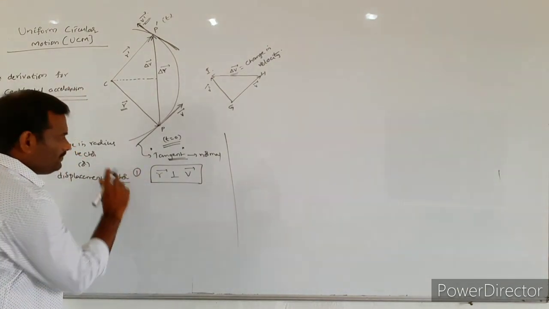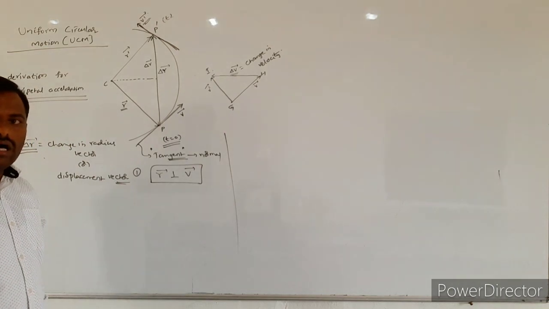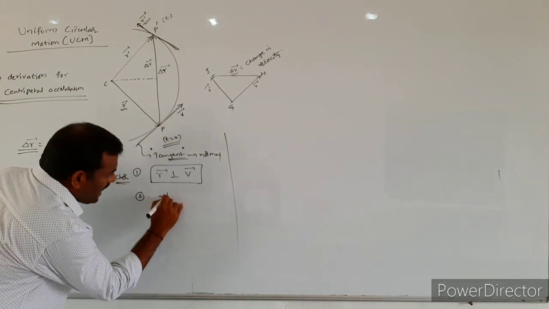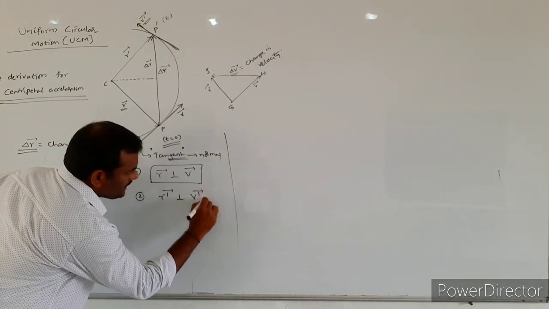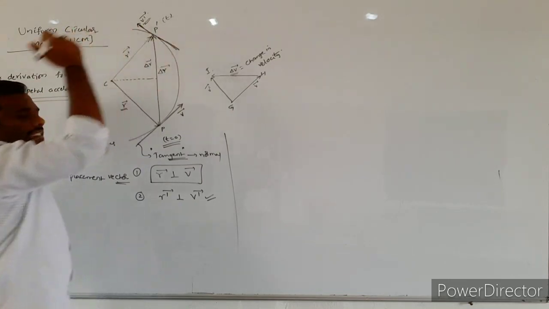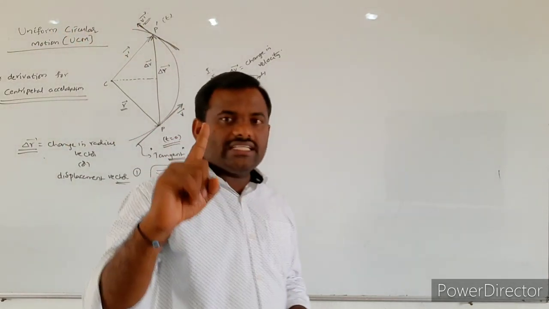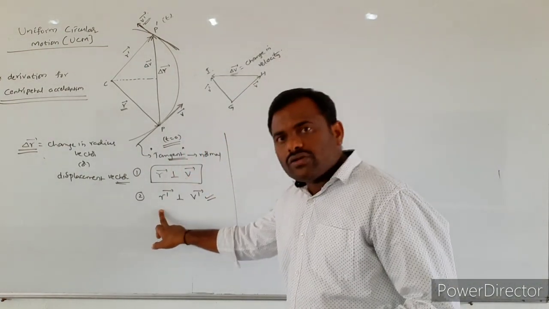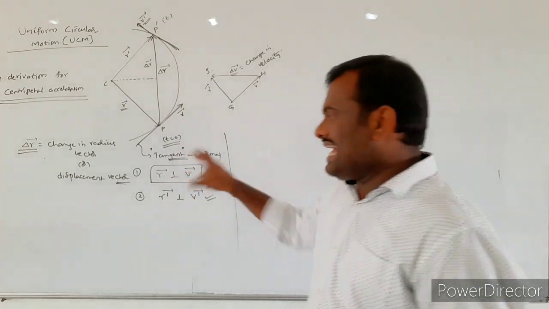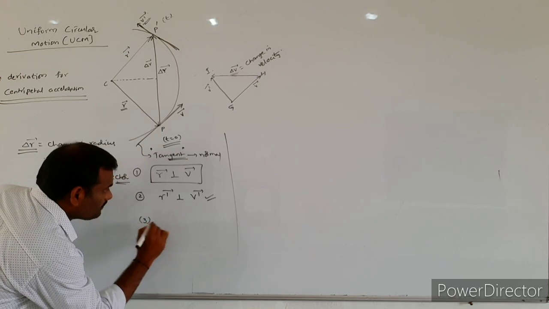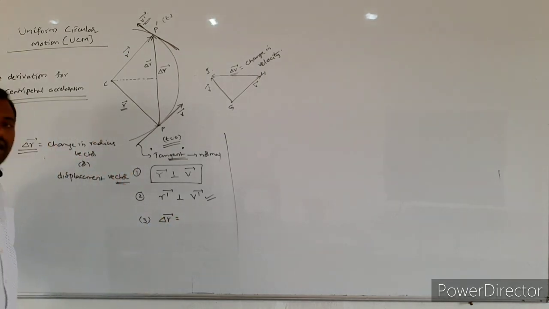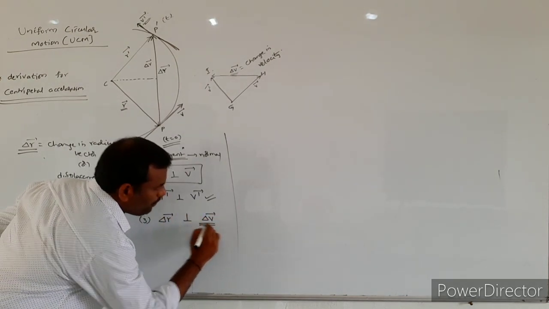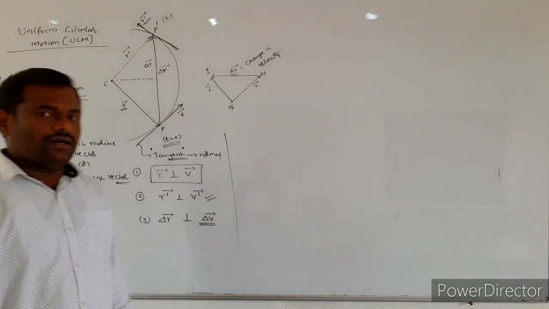Coming to this point once again. V bar is perpendicular to R bar. Is it right? Similarly, R dash bar is perpendicular to V dash bar. It is also nothing but tangent. So first, displacement vector R bar is perpendicular to V bar, and V dash bar is perpendicular to R dash bar. From this I will write that the change in radius vector or displacement vector is also perpendicular to the change in velocity vector.